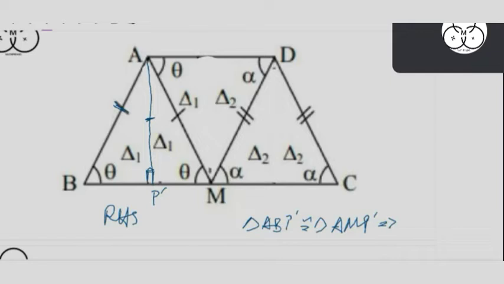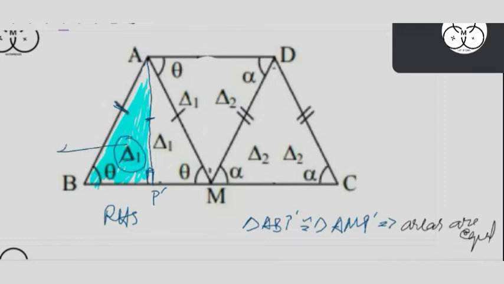Therefore, their areas are equal. So let this side's area be del 1. It is already there in the figure. This side's area is del 1. This is also del 1. Similarly, drop a perpendicular here. We'll get del 2, del 2.